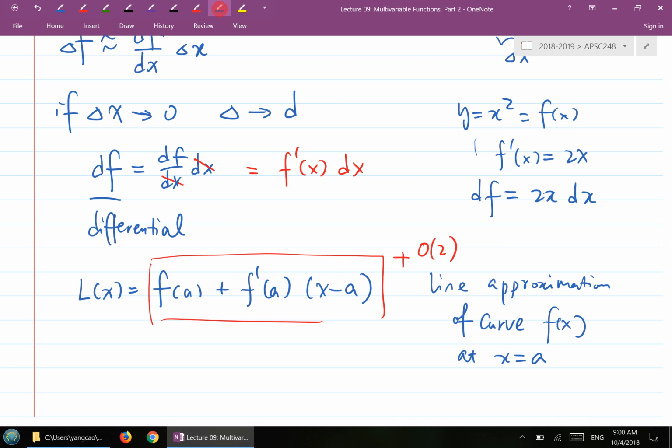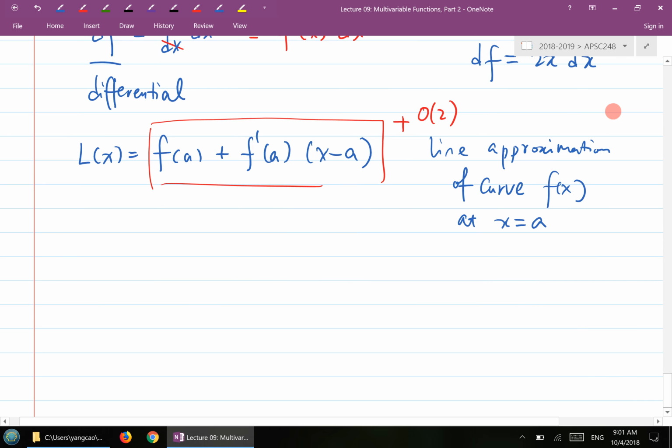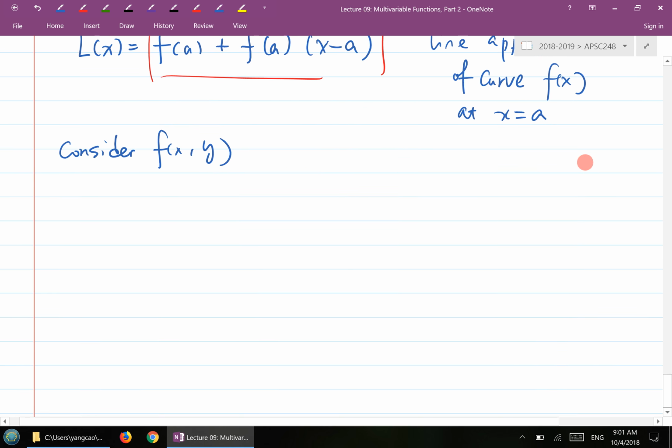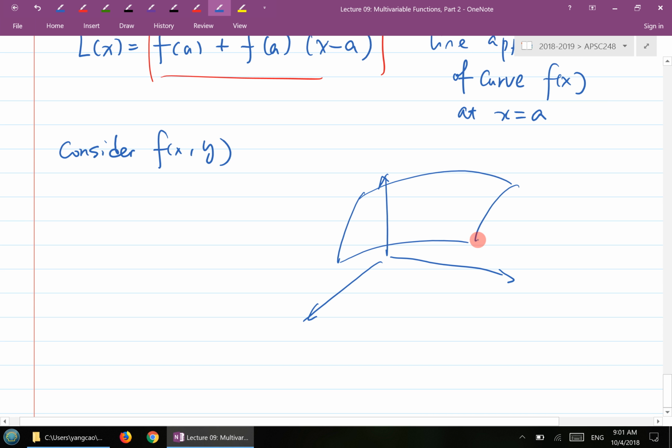So I'm doing all of this to set up the stage for the total differential of a function of two variables. Now let's consider a function of two variables, because I can graph functions of two variables. I'm going to draw something here. Okay, so here's a function f of x, y.